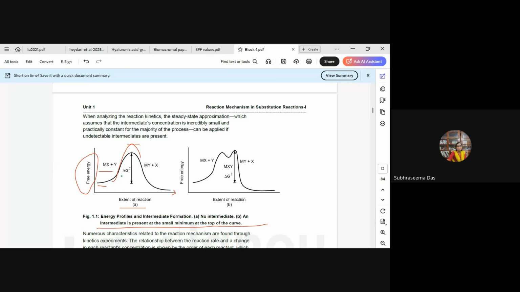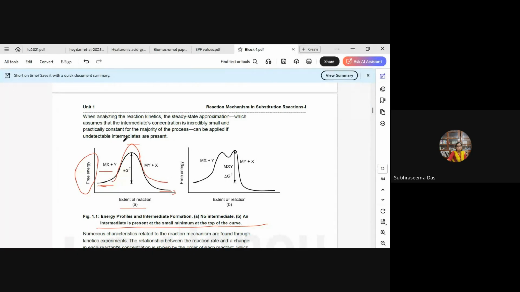In this diagram you can see there is delta G. This delta G is the free energy associated with the process. Delta represents the change in free energy, the product minus the reactant. So in this first figure, this is a typical energy profile when no intermediate is formed.